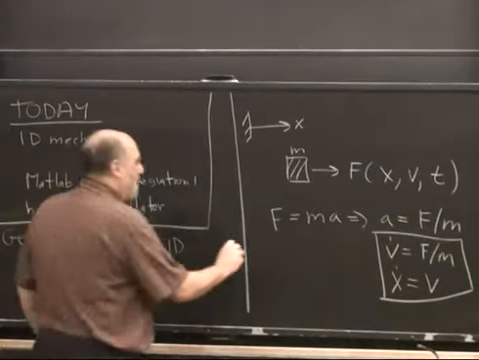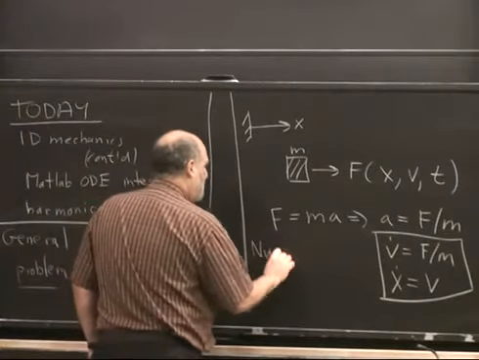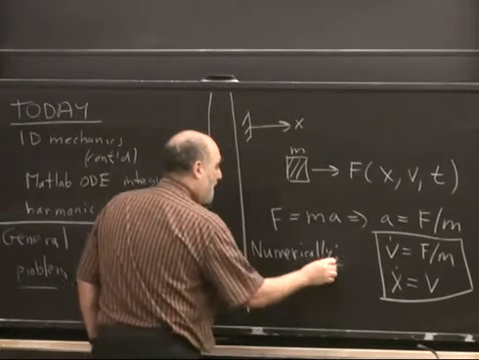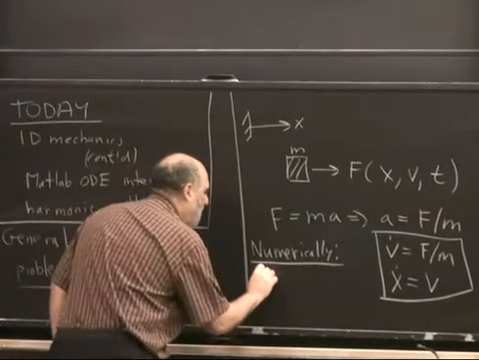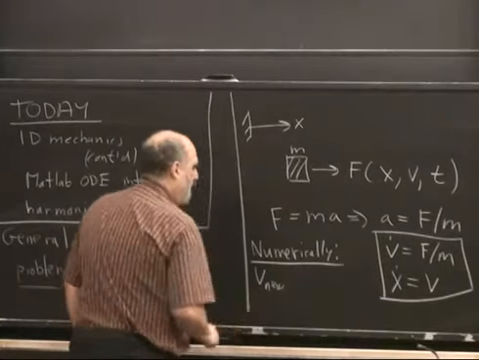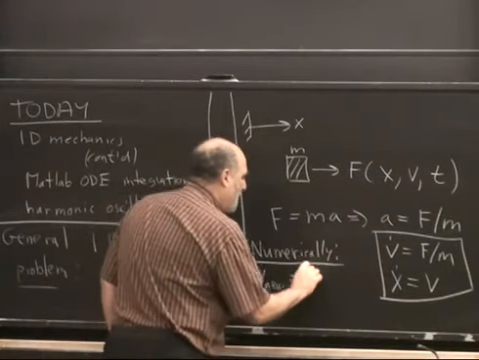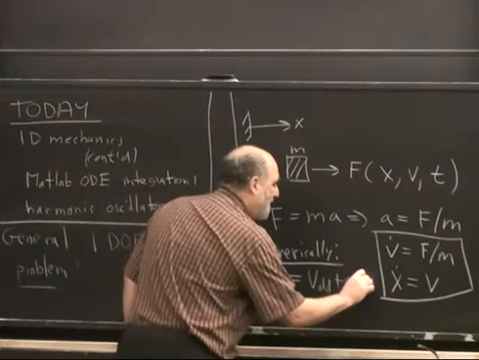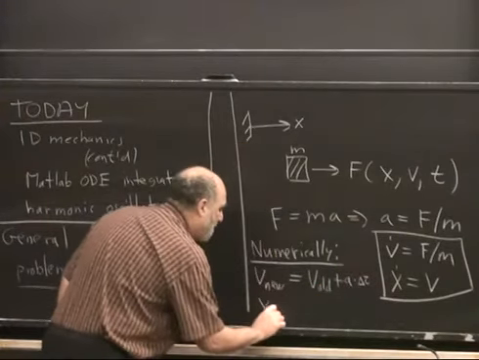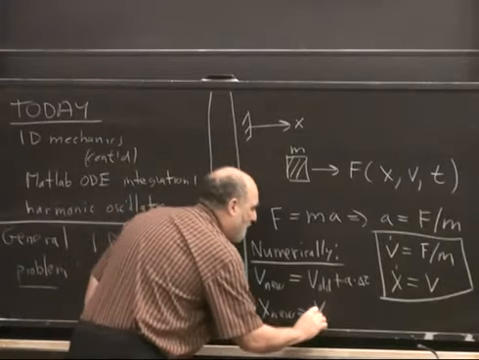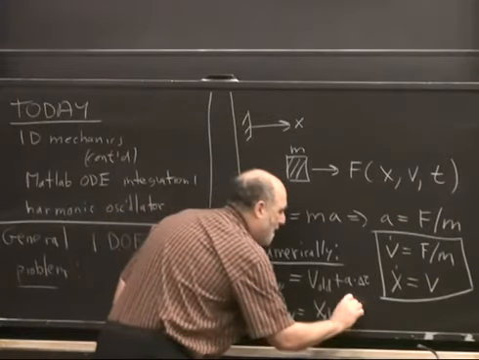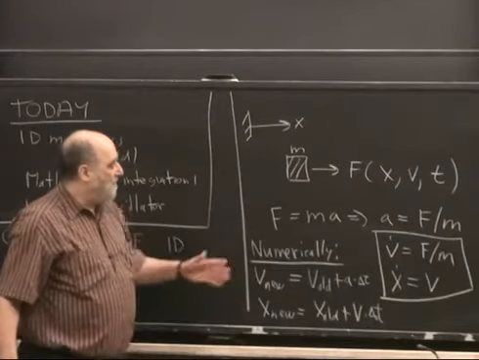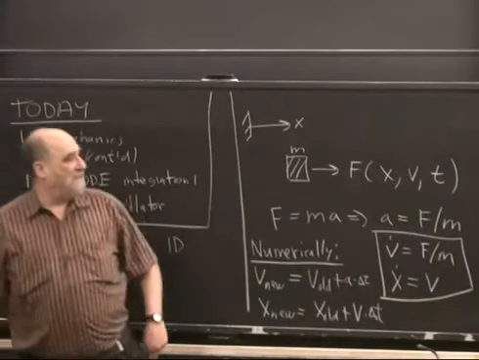Now, if we want to think about this numerically, we really have the crystal ball viewpoint. We say that the new value of the velocity is equal to the old value plus the acceleration times delta t. And we say that the new value of the position is equal to the old value plus the velocity times delta t. And this is how you think about the crystal ball, that you can predict the future.